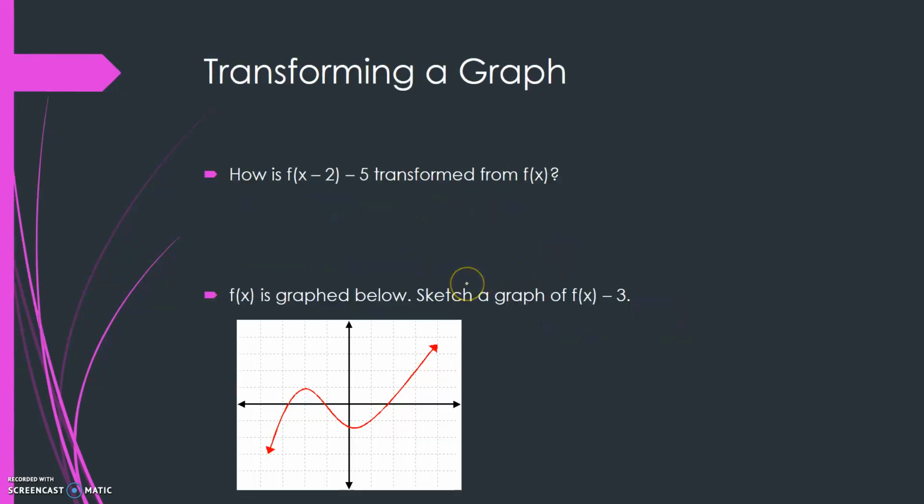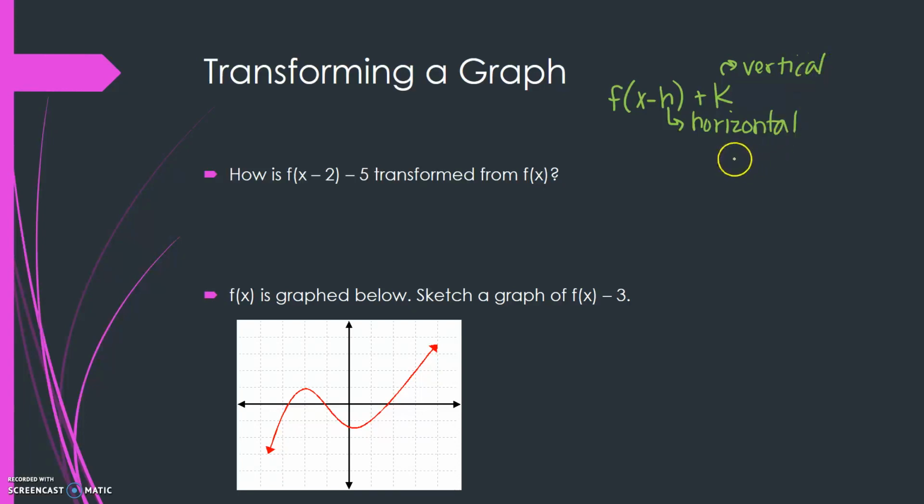We also looked at transforming a graph. Now this goes back to using those two letters h and k. So the way you can remember it is it's always going to have x minus h in parentheses and a plus k on the outside. That h is our horizontal, left and right, translation, sliding it left and right. k is our vertical.